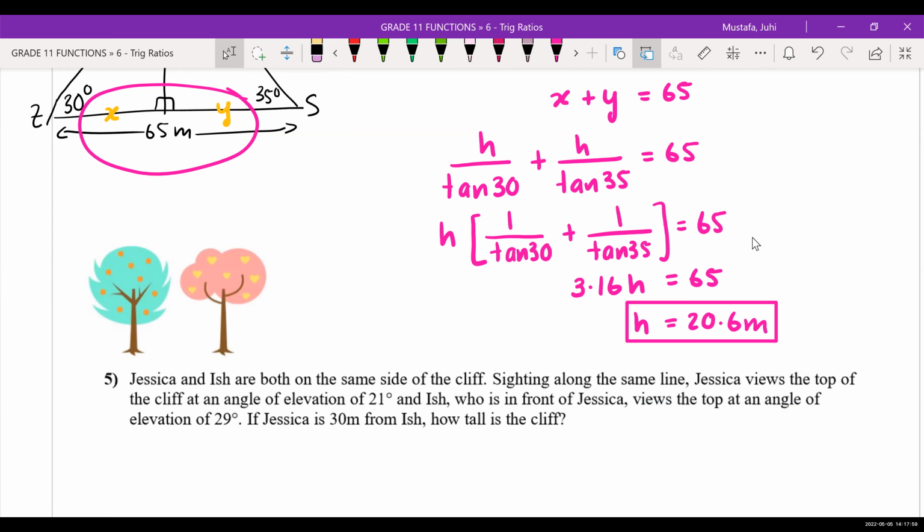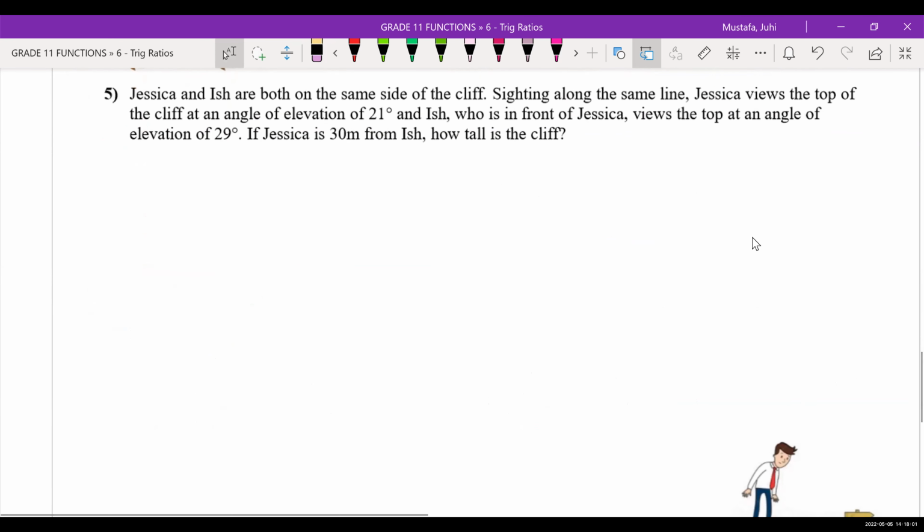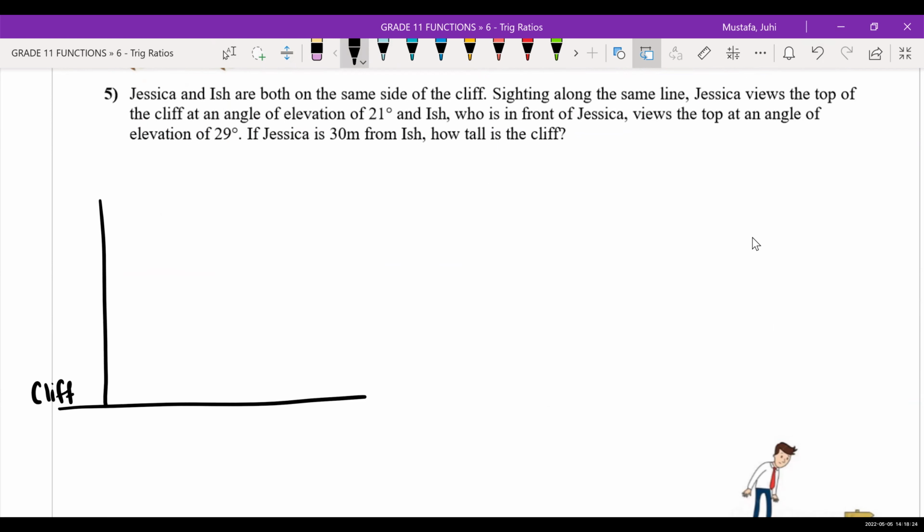Okay. Last question. Jessica and Ish are on the same side of a cliff. So let's say we have Bluffers Park right here, the big cliff. So we have a cliff right over here. Let me get my chunky pen back. Okay, there we go. So we have a cliff here, and here's the ground. And this right here is the cliff. And 2 people, Jessica and Ish, are both standing on the same side of the cliff.